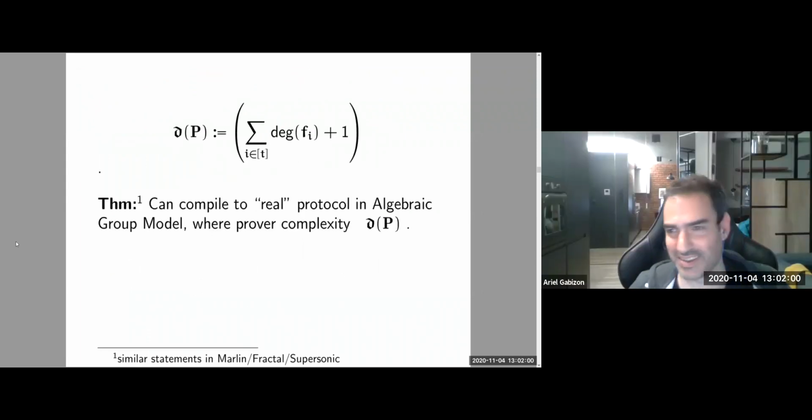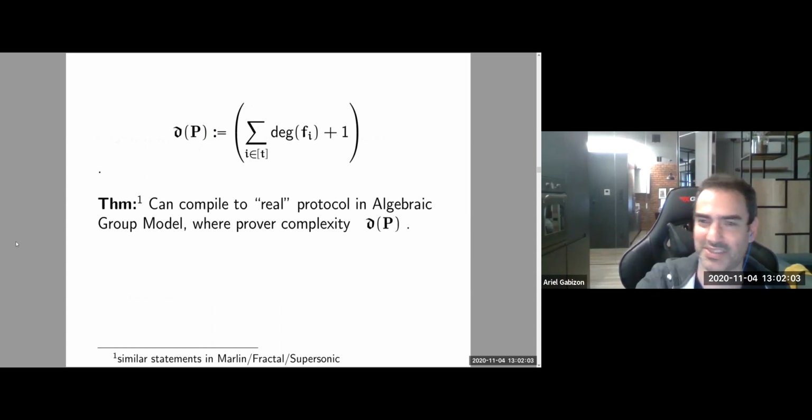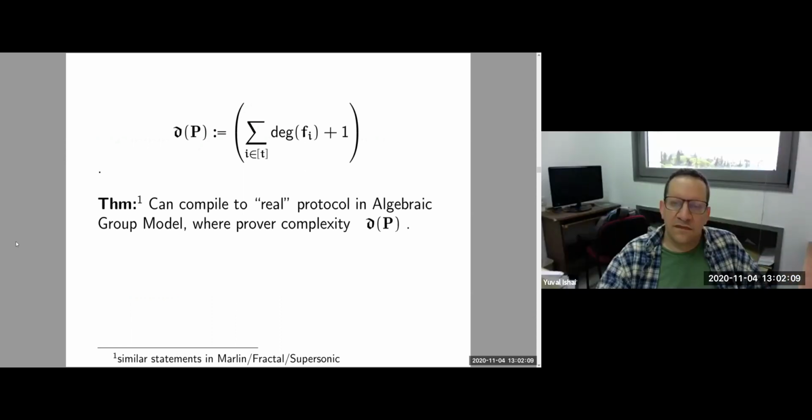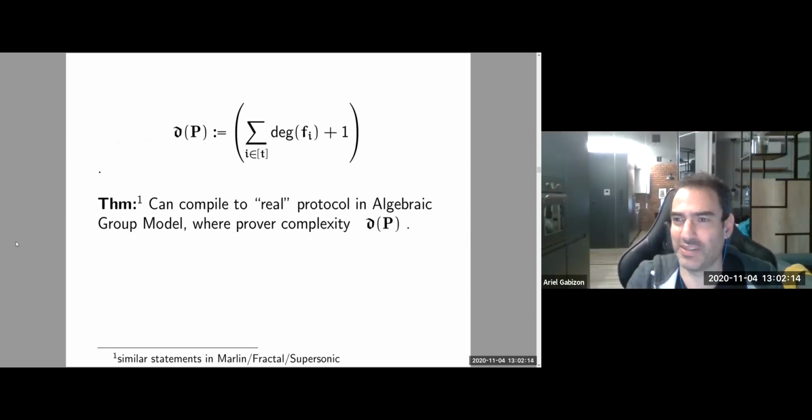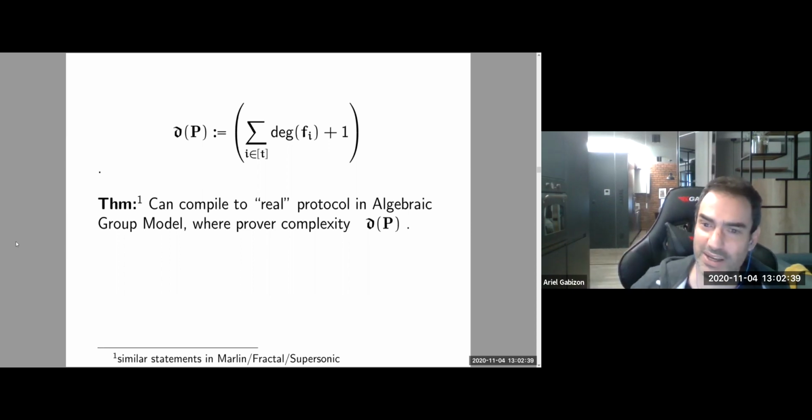All right, so this exactly corresponds to this theorem. Why am I defining this measure? Because the cool thing is that using this polynomial commitment scheme, I can compile such a protocol to a real one, assuming strong crypto assumptions like the algebraic group model, and the prover complexity will be very, very close, up to constants, to this sigma of p.